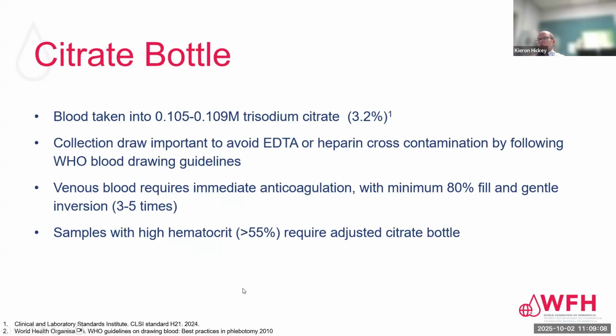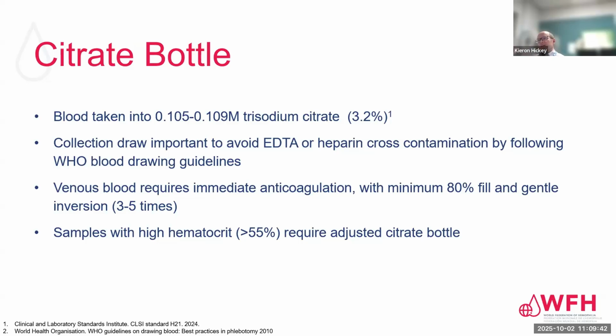And with regard to tube types, we're talking about coagulation. So blood should be taken into a 0.105 to 0.109 molar trisodium citrate tube. Collection draw is important because we want to avoid EDTA and heparin cross-contamination. So we all should be trying to follow the WHO blood drawing guidelines. The reference is indicated at the bottom of the screen. And venous blood requires immediate anticoagulation with a minimum 80% fill and gentle inversion after venipuncture.